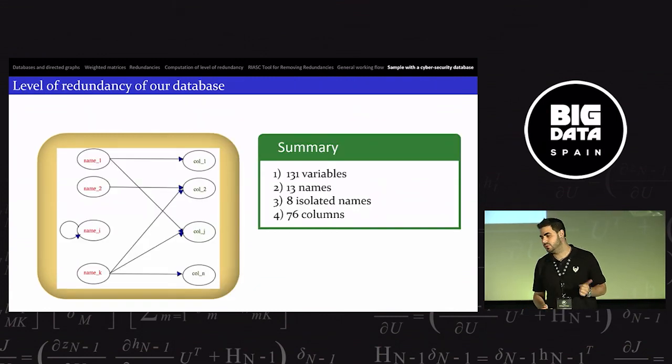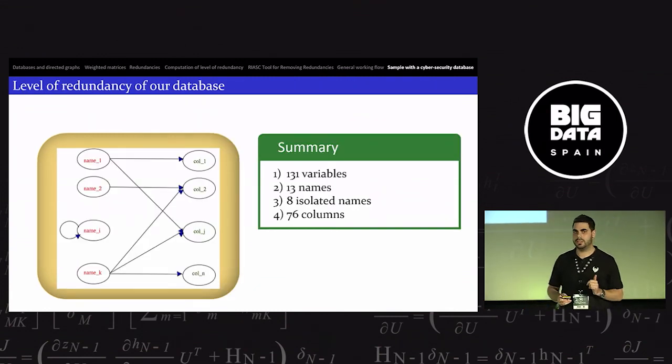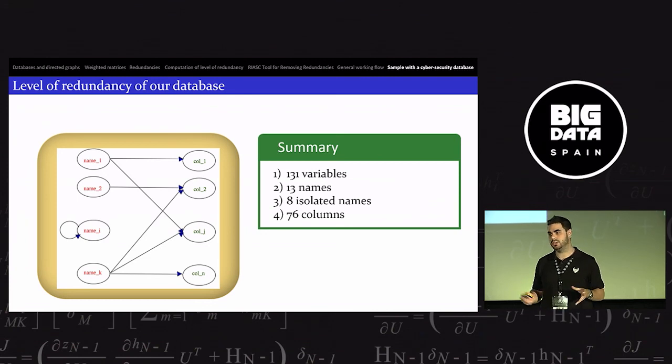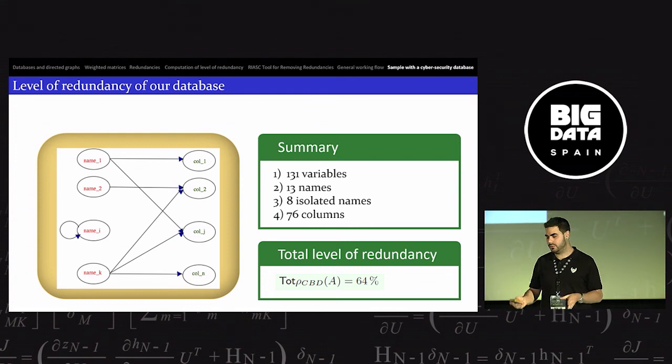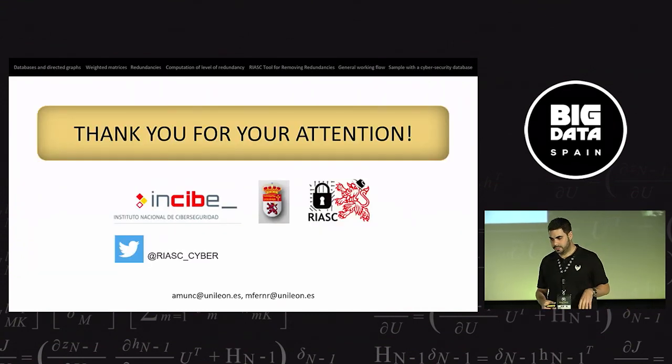So at the end, we obtain a new database, in this case with 131 variables. We have reduced a lot of the initial number. And also, we obtain the total level of redundancy, 64% of the initial database.